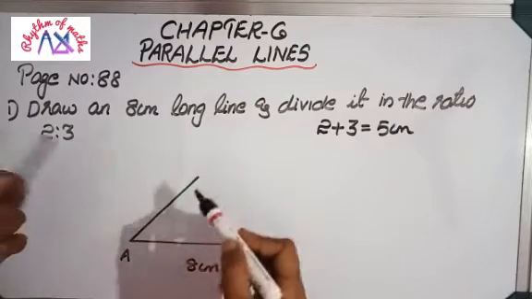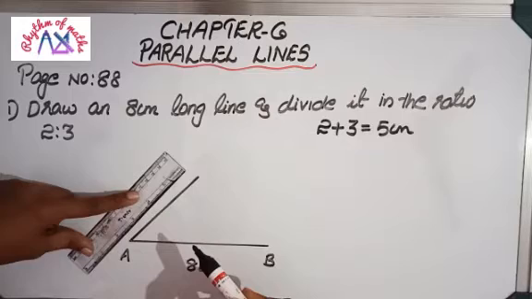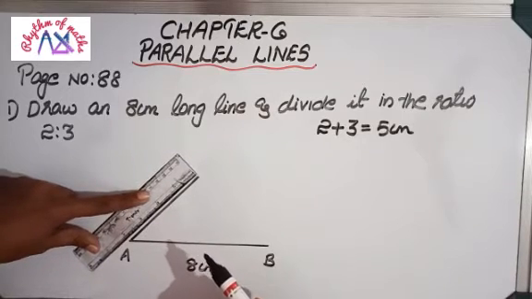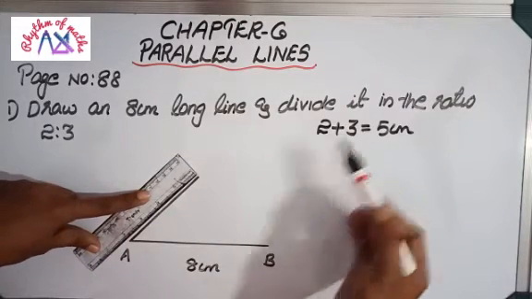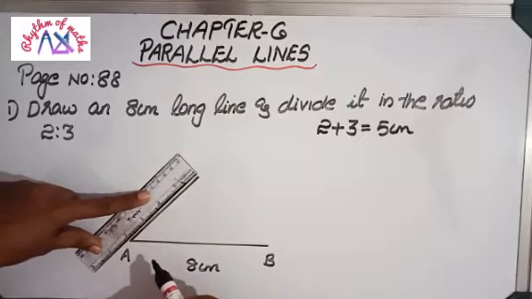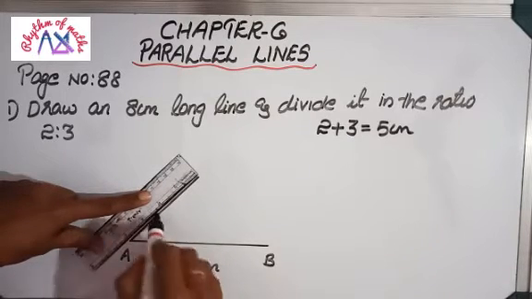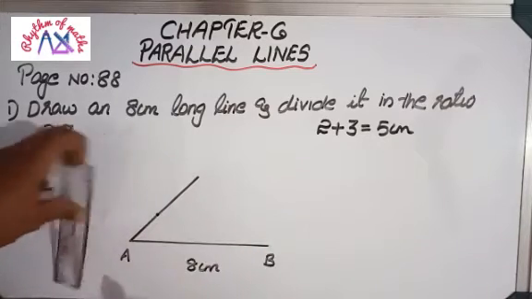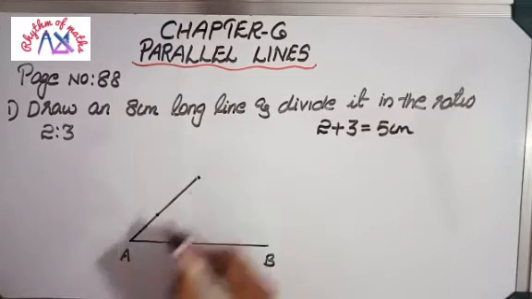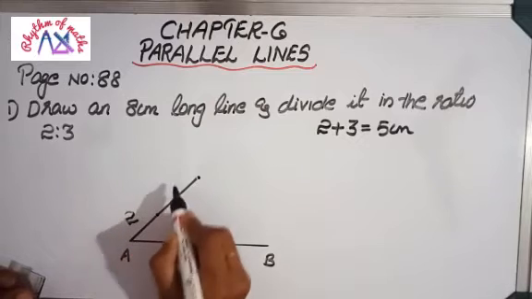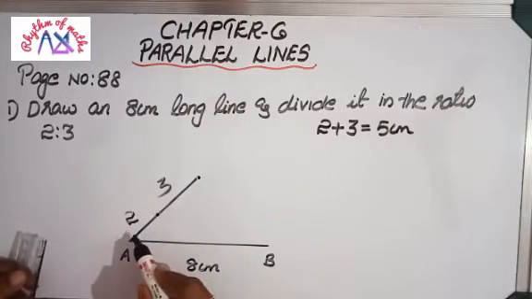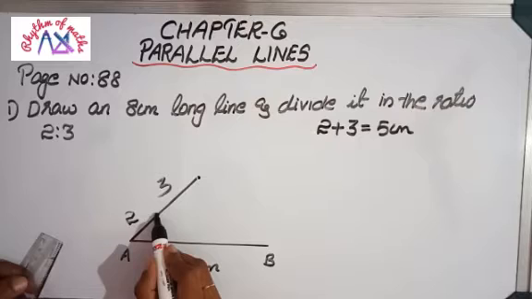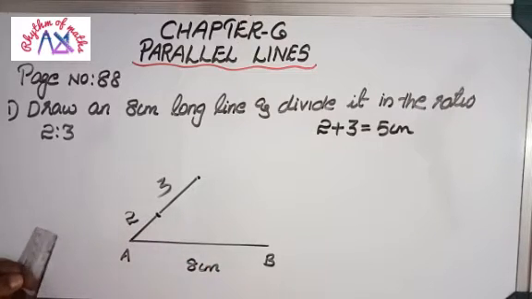After drawing that 5 centimeter line, you have to mark 2 centimeter and 3 centimeter. Mark 2 centimeter, and in that 2 centimeter put a point, then the remaining will be 3 centimeter. Mark the two end points. So this is 2 centimeter and this is 3 centimeter. We need a point here.